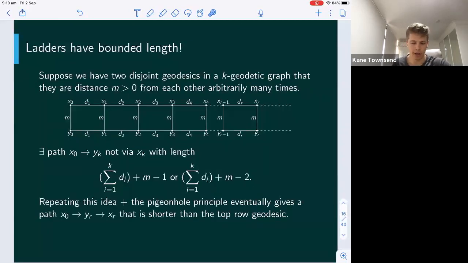And so what we have to do is repeat this idea. So we could do the same idea for x2 to y4 and so on. And then if you do that enough times and use the pigeonhole principle, then eventually what you get is for some r, there's a path x0 to yr and then up to xr. And if you've done it enough times, then you're going to get a shorter distance than the sum of the d's. And so that gives you a contradiction because you've assumed that the top row is a geodesic.